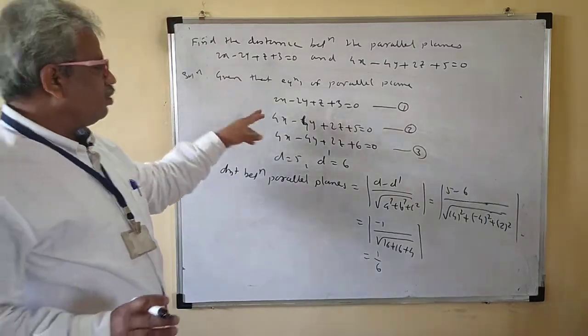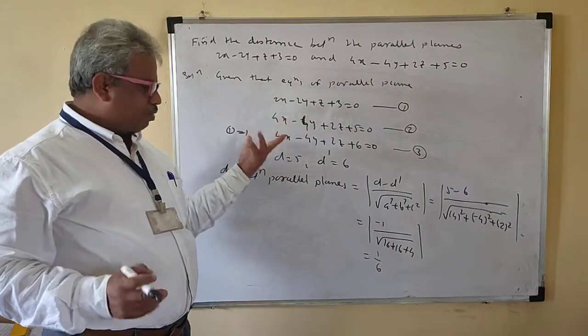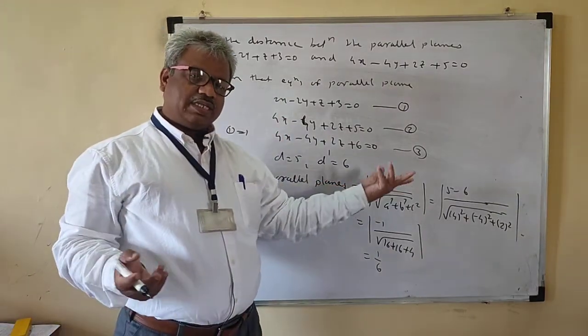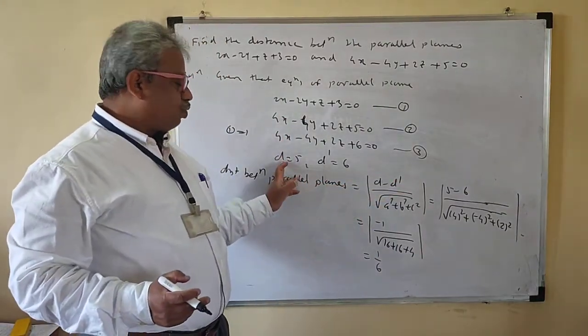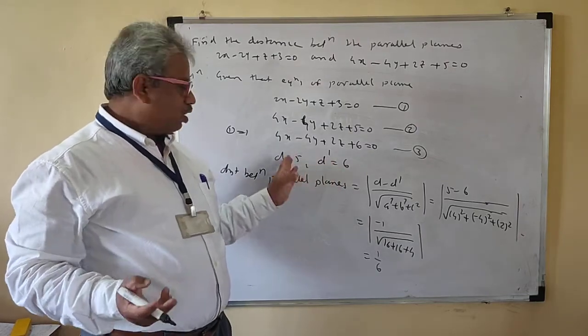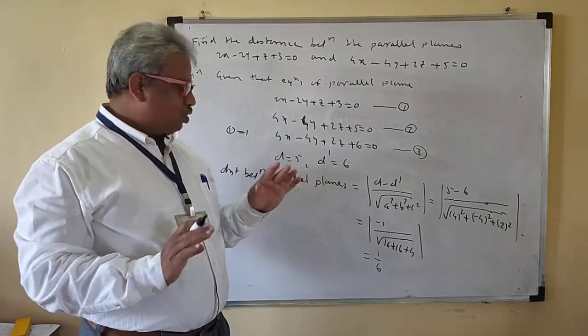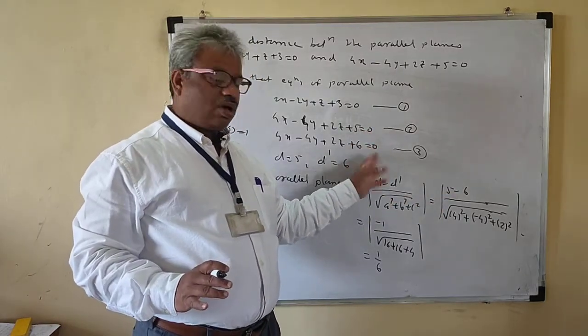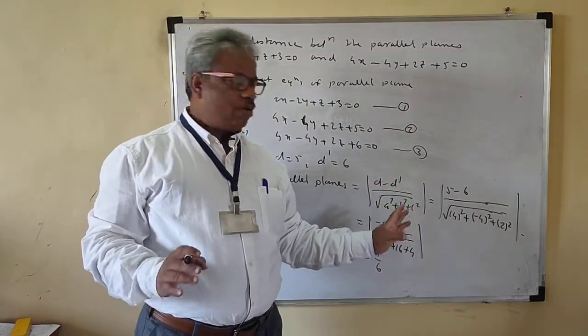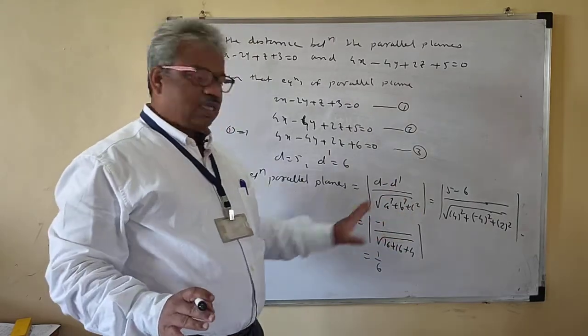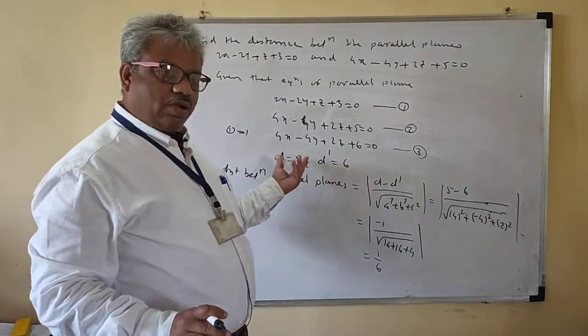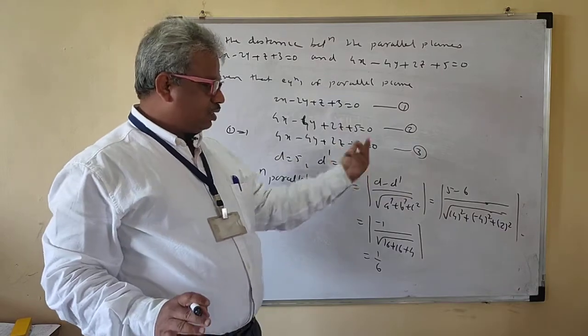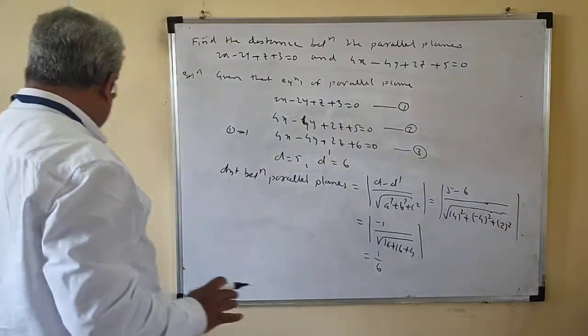I hope you understand how to make the coefficients the same. You have to write d minus d dash, or d dash minus d. If you don't want to write d and d dash, just write the formula and replace the constants: 6 minus 5 or 5 minus 6. Just replace that, okay, so you will get the answer.